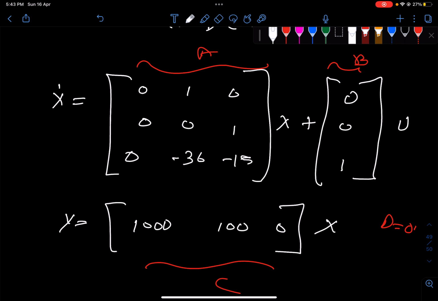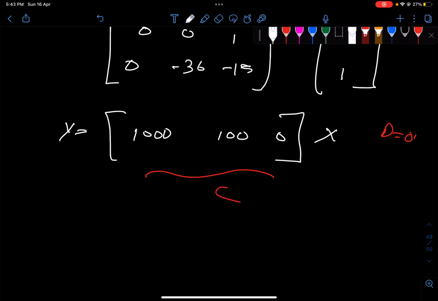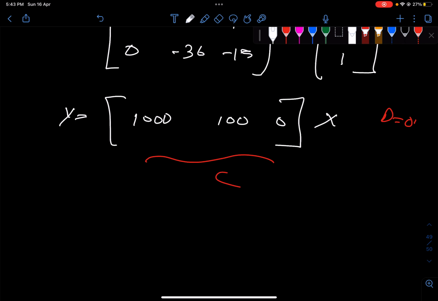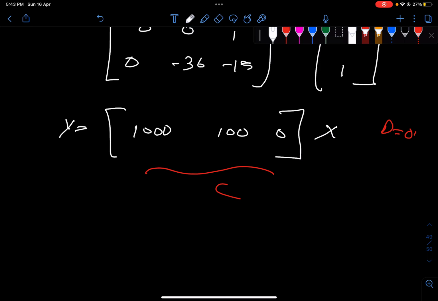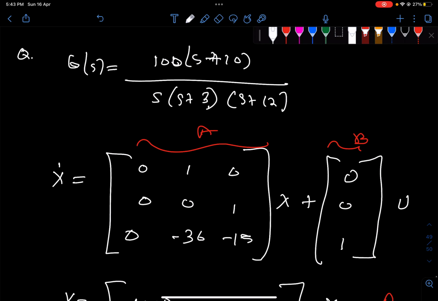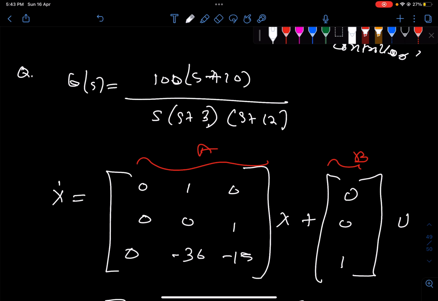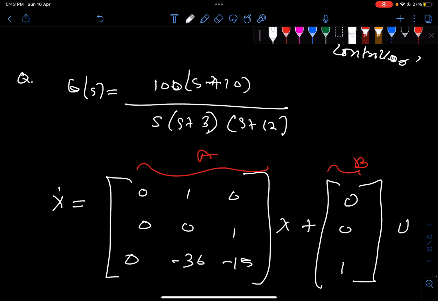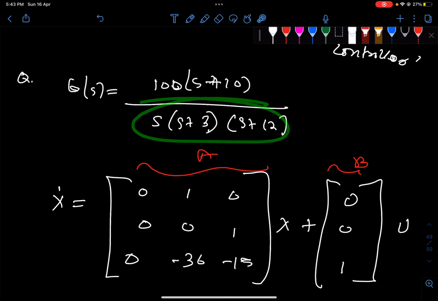So the next thing guys, we need to do is find the poles of the system: 0, minus 3, minus 12. So we are having 3 poles, right? If I draw the root locus of this system, I may get something.